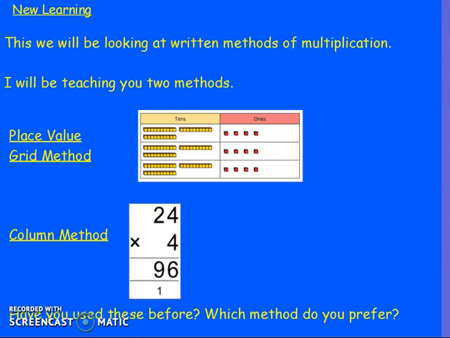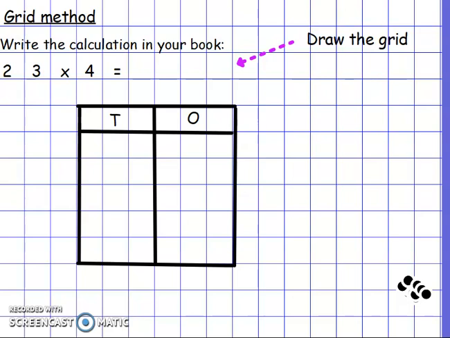Okay, to teach you these methods, Year 4, I need you to go along with me and write the calculations and methods in your book. So, in your maths book, could you write the calculation 23 times 4 equals, making sure each digit has a box of its own. Then, using a ruler and a pencil, could you draw the place value grid? We're using tens and ones to start off with. Pause the video while you do that and press play when you're ready to start.